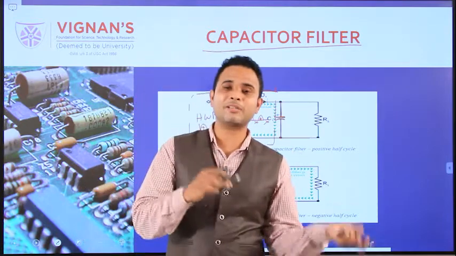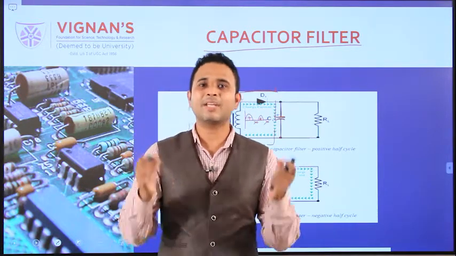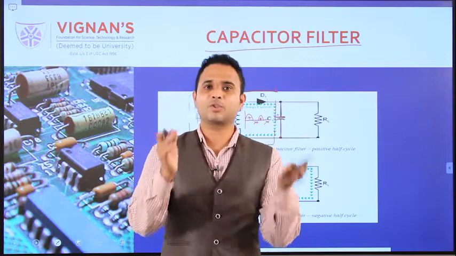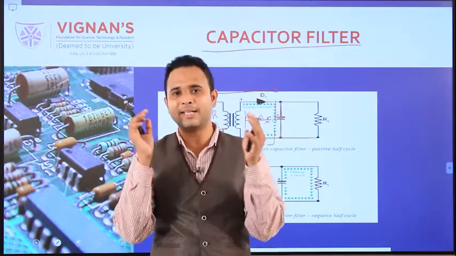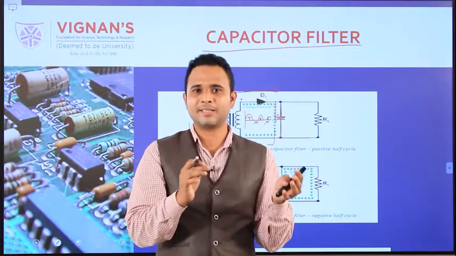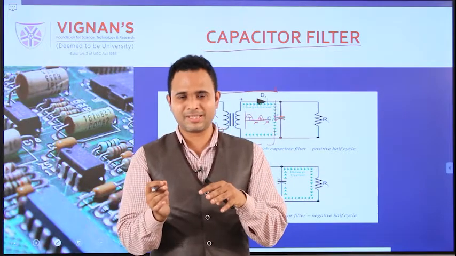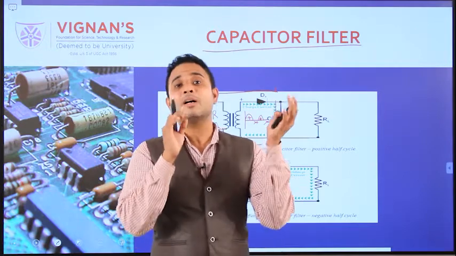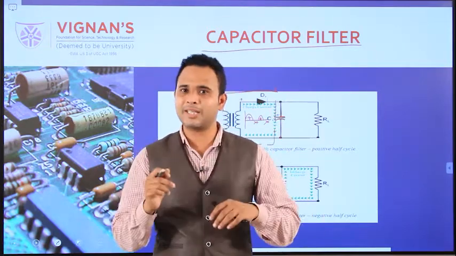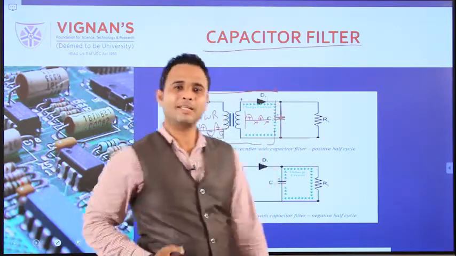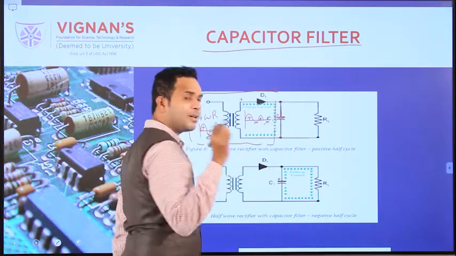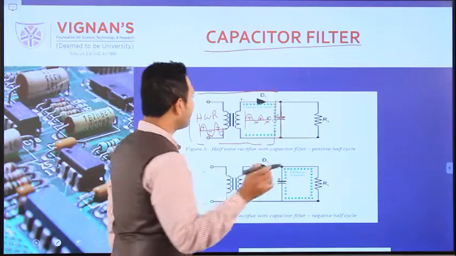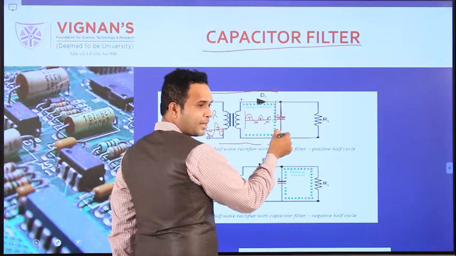This is the reverse operation of the inductor. The inductor stops the AC and allows the DC. That's why we connect the inductor in series. The capacitor is the reverse operation, right? The capacitor allows the AC and stops the DC. Since it allows AC, and we do not require any AC component, that's why we connect it in parallel.